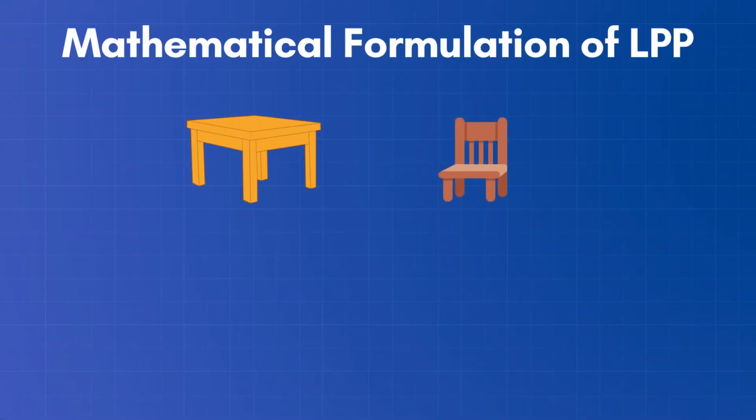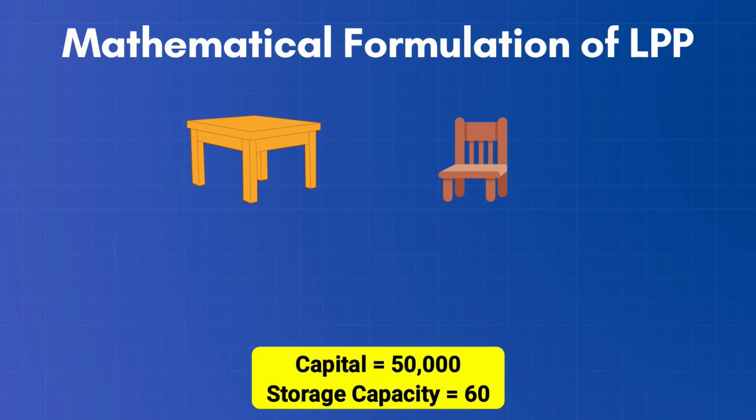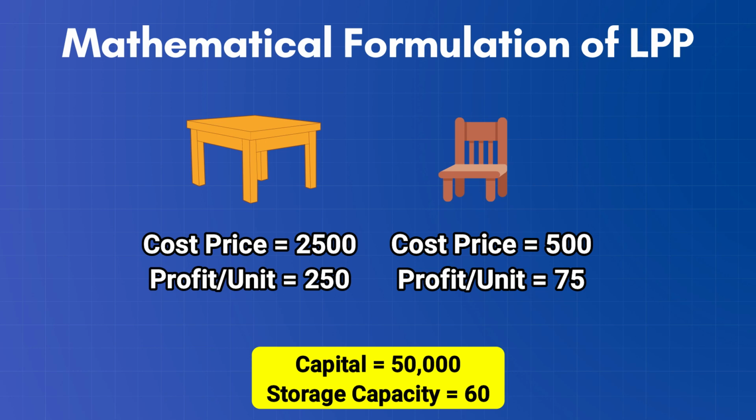Let's begin our discussion with the same example of the furniture dealer. In this example, we observe that the dealer can invest his money in buying tables or chairs or a combination of them. Furthermore, he would earn different profits by following different investment strategies. There are certain overriding conditions or constraints as well.